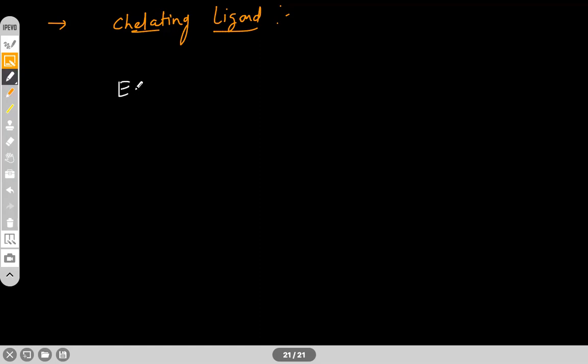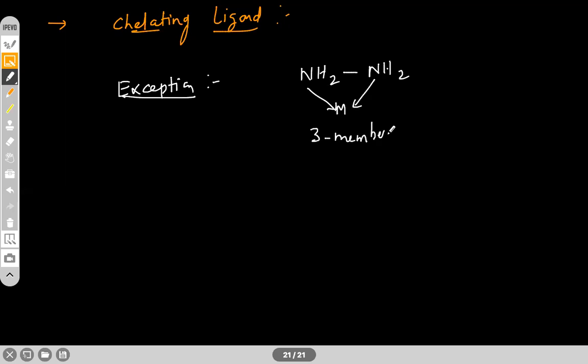The exception is hydrazine. If the ligand is hydrazine, NH2, and both nitrogen donates electron to the metal, it forms a three-membered ring. And hence it is lesser stable.